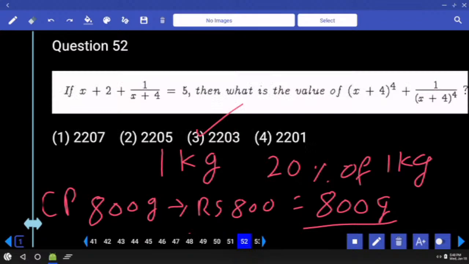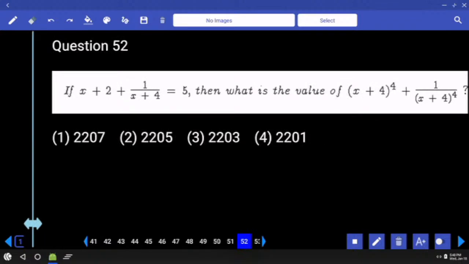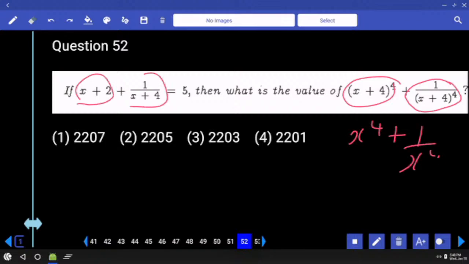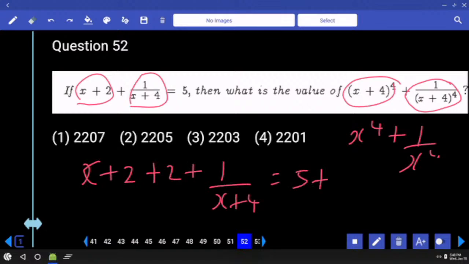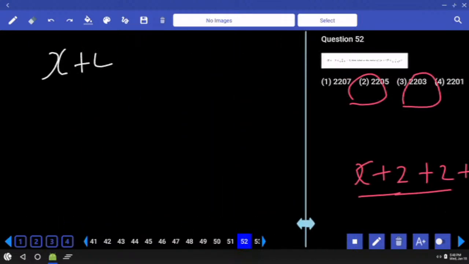Here's a question. x plus 2 plus 1 by x plus 4 equal to 5. Find the value of x power 4 whole power 4 plus 1 by x power 4 whole power 4. Is it not in the form of x power 4 plus 1 by x power 4? Yes or no? But here, do you have a reciprocal form? If there is no reciprocal form, we'll try to get one. What we'll do is, we will add 2 on both sides, LHS as well as RHS. Now what is x plus 2 plus 2? x plus 4. Therefore, x plus 4 plus 1 by x plus 4 is equals to what?